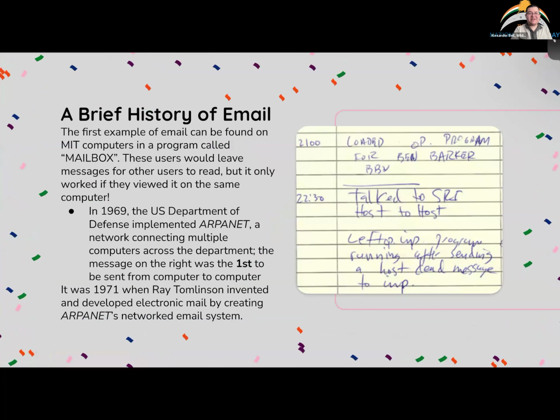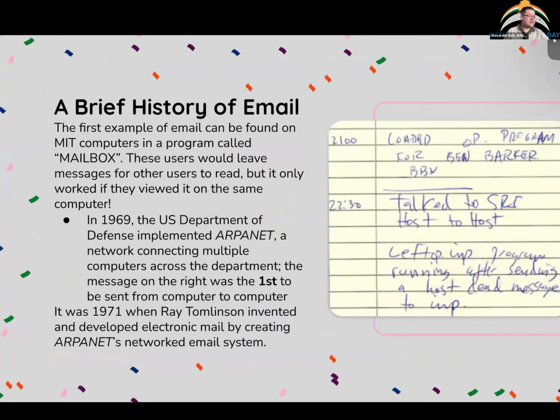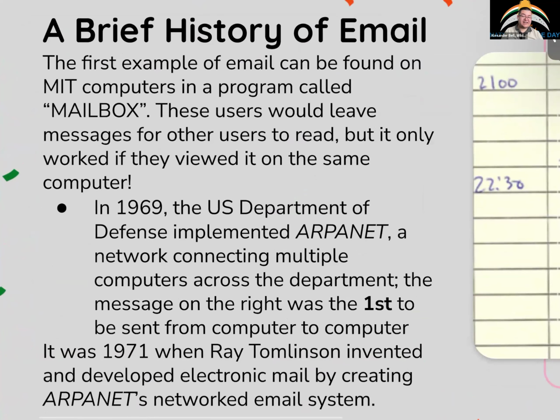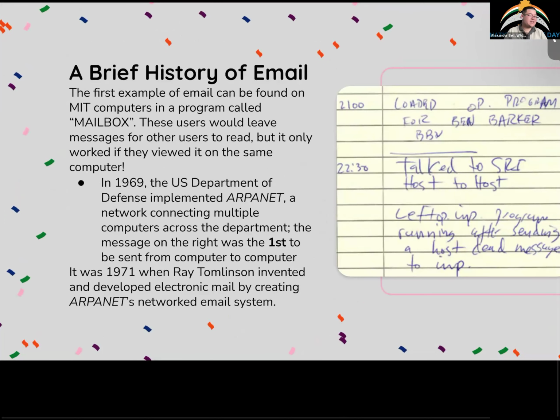The first example of email can be found on MIT computers in a program called Mailbox. These users would leave messages for other users to read, but it only worked if they viewed it on the same computer. In 1969, the US Department of Defense implemented ARPANET, a network connecting multiple computers across the department. The message on the right was the first to be sent from computer to computer. So before, they would have to use the same computer. The person in the night would leave a message for the person in the morning to read, but only if they saw it on the same computer. So it was when they implemented the system to be able to connect computers across different departments.